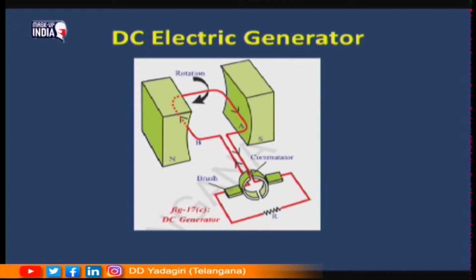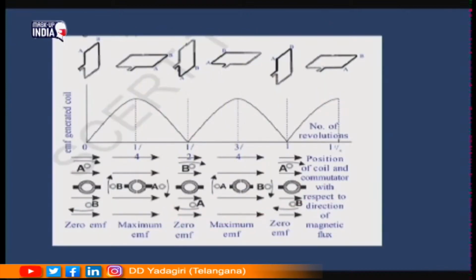So, this is a DC electric generator which will have an extra commutator only to change the direction of the current, so that the output current is always in the same direction. Here you can see in the graph that the direction of current is always the same.